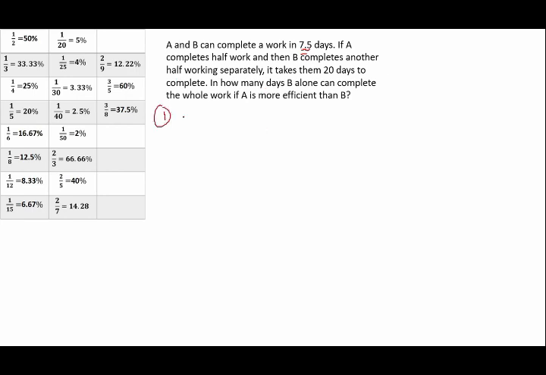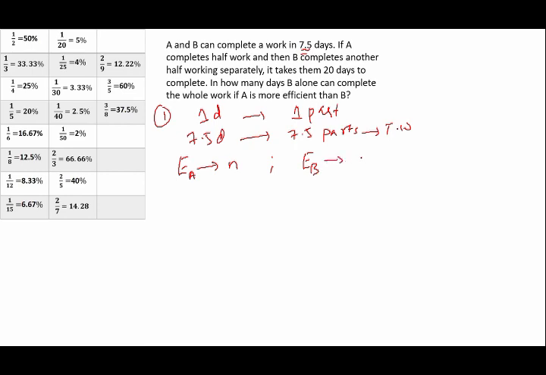Let's try to solve it with the conventional method. We assume that in one day they complete one part of work. So in 7.5 days, the total will be 7.5 parts of work. This will be our total work. And for efficiency, we assume the efficiency of A to be n, hence the efficiency of B will be 1 minus n.